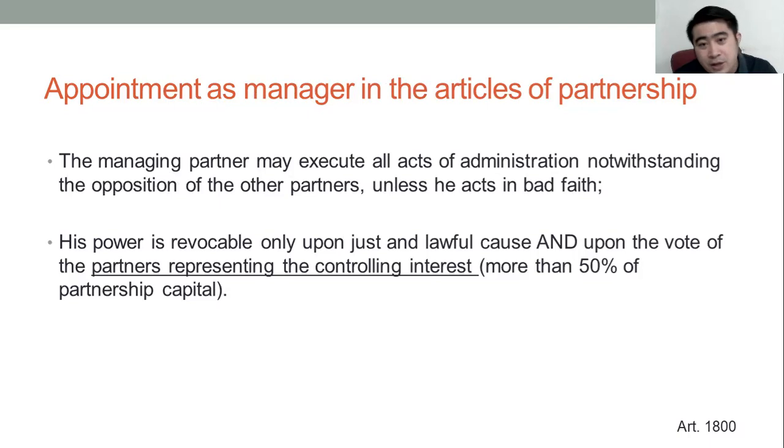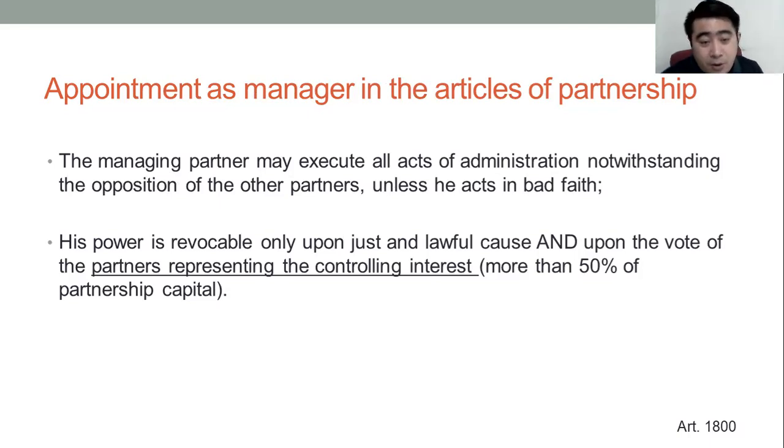Alright? So kapag yung appointment ng managing partner ay nasa articles of partnership, the managing partner may execute all acts of administration, notwithstanding the opposition of the other partners, unless he acts in bad faith. So, ibig sabihin, class, kahit ayaw ng ibang partners dun sa decision nung managing partner, assuming it's an act of administration, walang magagawa yung ibang partners. Alright? Unless the managing partner acts in bad faith. Ano ba example niya? Let's say ginawa yun ng managing partner kasi galit siya sa partnership. Gusto niya malugi yung partnership. Na halatang-halata naman. Yun, may bad faith yun.